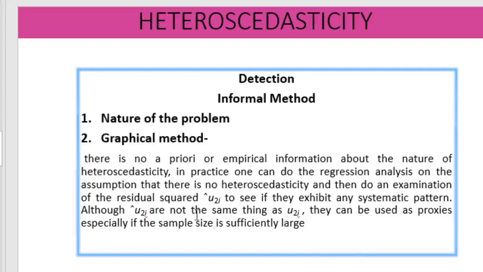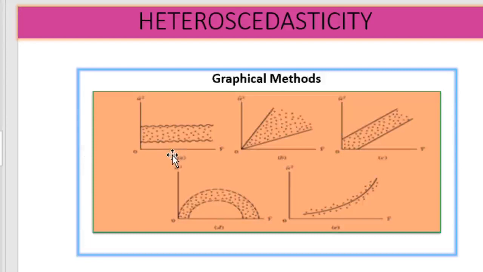Do the regression analysis, obtain the residual term, and see whether it follows any systematic pattern. Here, we have 5 different types of graphical representation of the error terms. Here, ui cap is plotted against yi cap. In figure A, we see that there is no systematic pattern between the two variables. That suggests that no heteroscedasticity is present in the data. From figure B to E, there is a systematic pattern. Therefore, we can say that it is heteroscedastic.